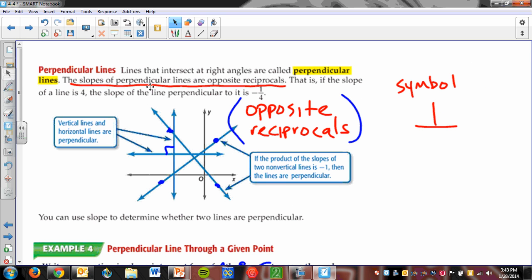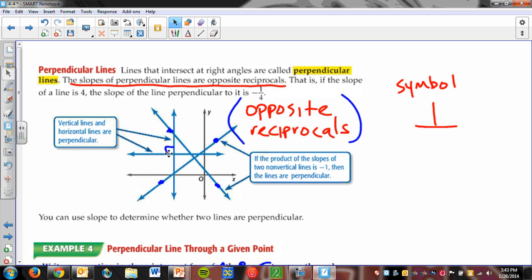This is how we determine perpendicular lines. Perpendicular lines have slopes that are opposite reciprocals. You're going to want to write that down. This is the symbol. It's a little upside down T. Perpendicular lines have opposite reciprocals for slopes, meaning they will cross when you graph them at a 90-degree angle, which you'll get into in geometry, but they cross at a perfect square.